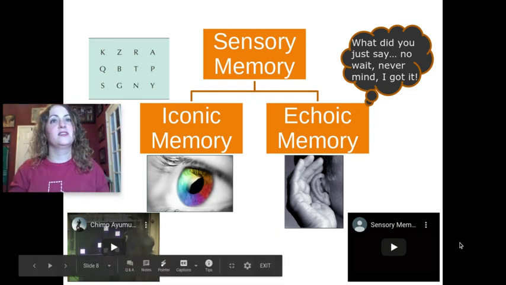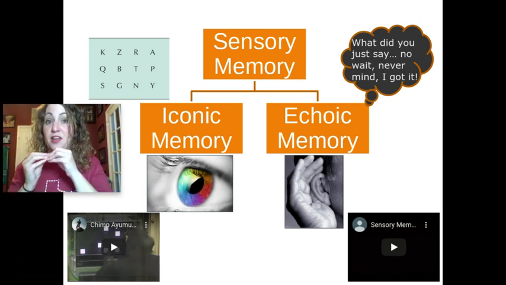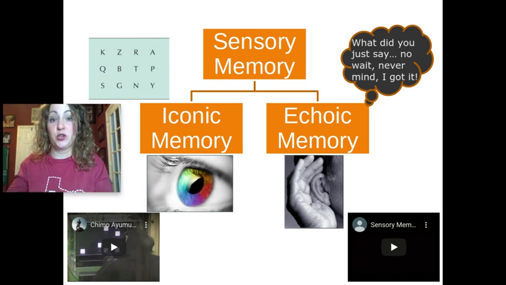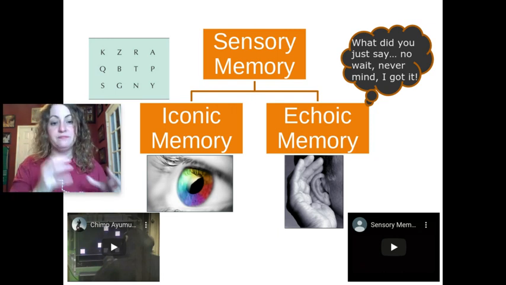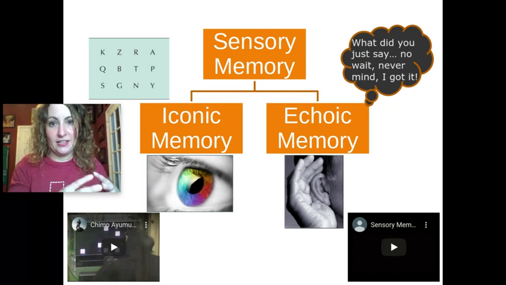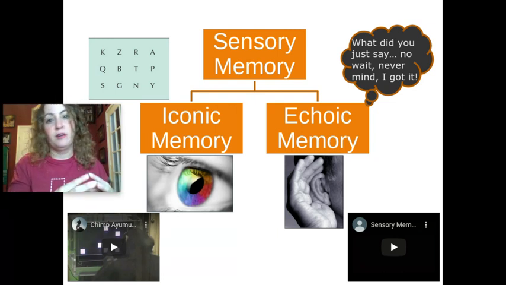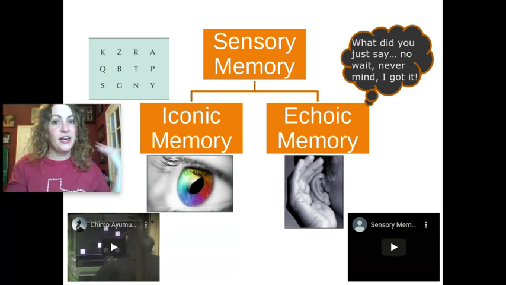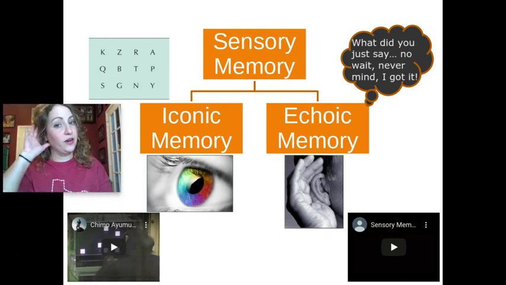And so echoic memory is we are containing everything that we hear for about 2 seconds. And then if it's important, it'll go into short-term. If it's not important, it gets thrown away. Same thing with iconic memory. Everything that we are seeing goes into our visual memory for about half a second. If it's important and we pay attention to it, it'll go into our short-term memory. But if we're not paying attention to it, it's gone almost immediately. And so those are two sensory memories: iconic, like icon or eye, and echoic, like hearing an echo.